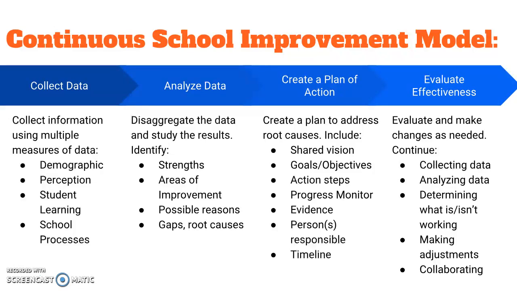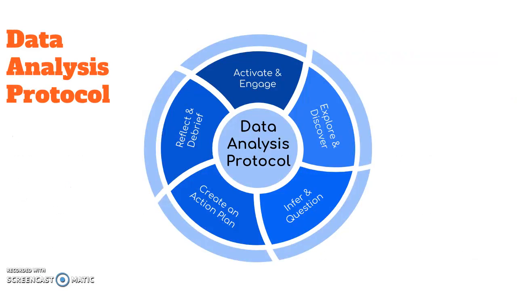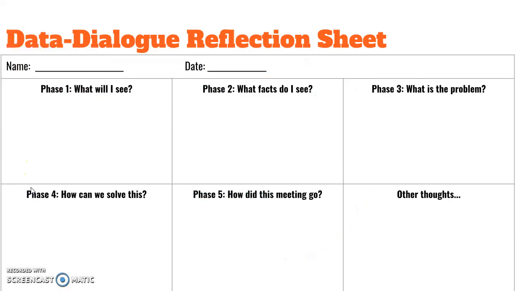So in order to do that, we would continue to collect and analyze the data, determine what is and isn't working, make adjustments, and continue collaborating. For my staff at Lincoln Elementary, I made this data analysis protocol that shows the 5 phases involved, and we'll go through each of the 5 stages. While staff are going through each of the 5 phases, they can fill out this reflection sheet to help them write down their thoughts and their observations.